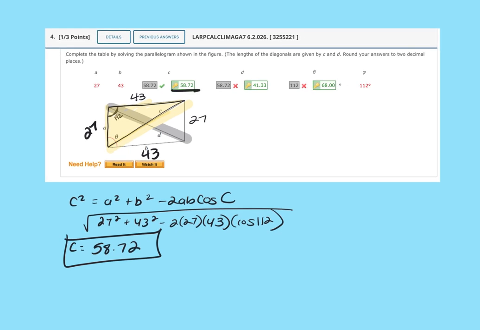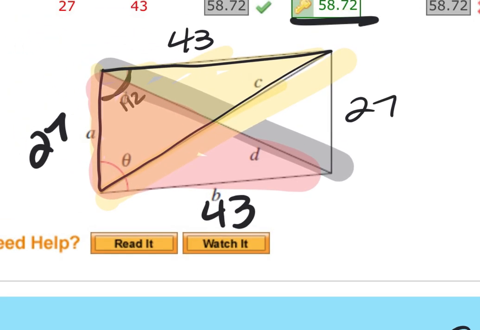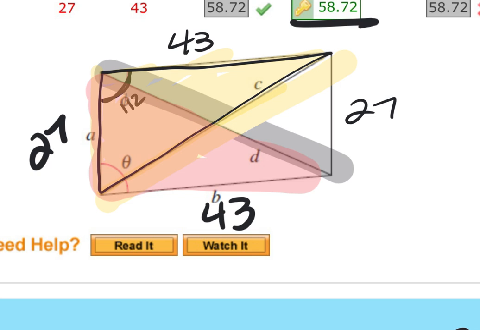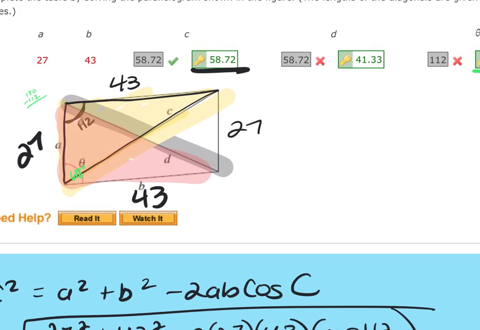Then to find the bottom one. Nope, sorry, not that one. To find D, I have to use the other side. And another property of parallelograms is that the consecutive angles are supplementary. So if I did 180 minus the 112, I get 68 degrees for that theta, which I think was one of the questions, right? Yeah, that was also a question.